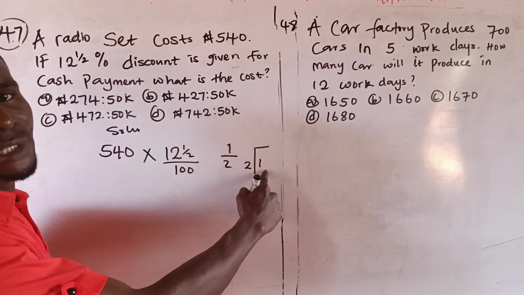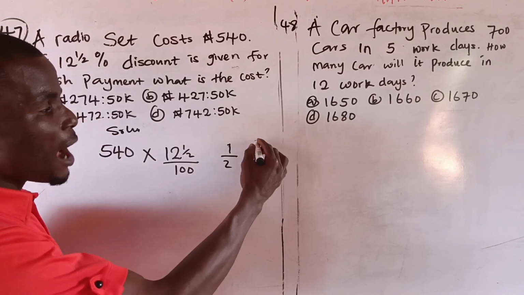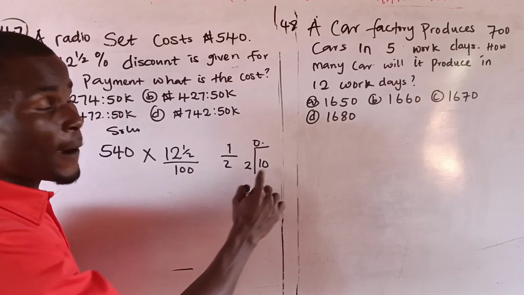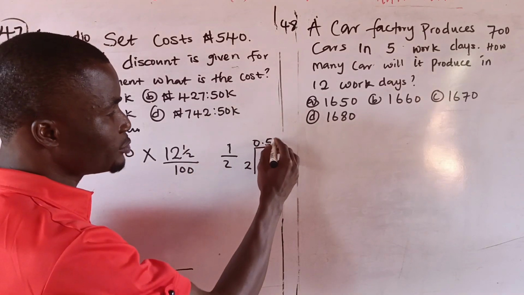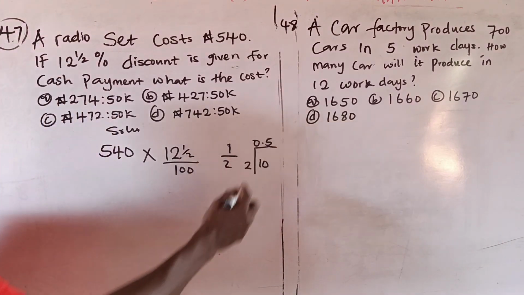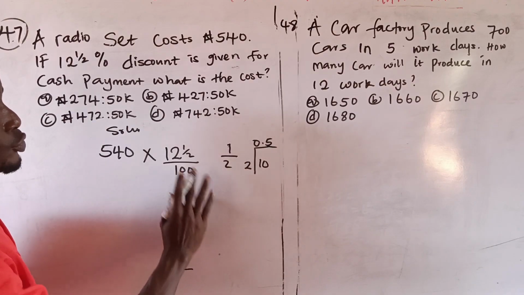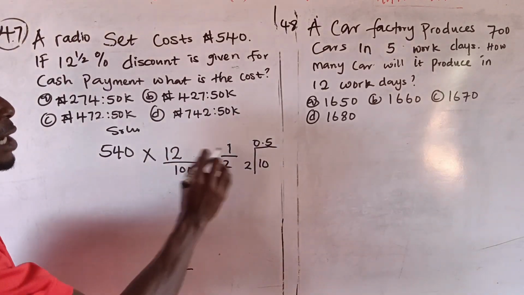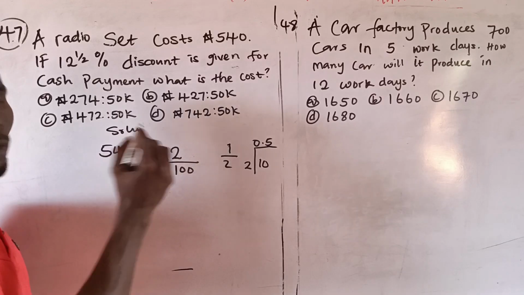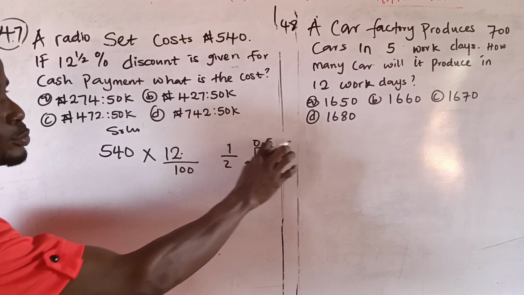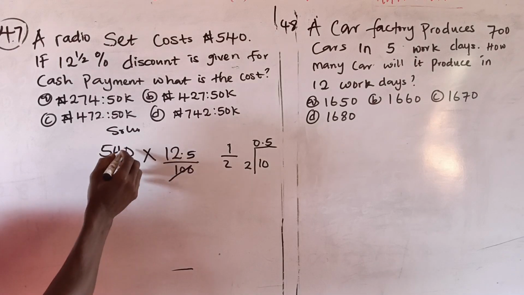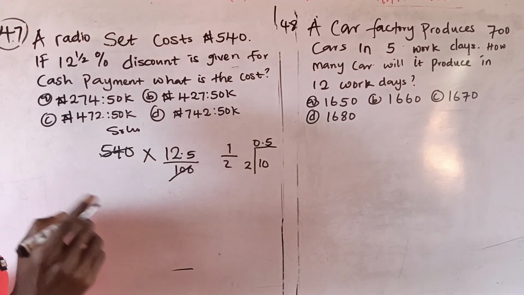How many 2 can we see in 1? It's impossible. You put 0 and put this point. How many 2 can we see in 10 now? We can see 5. Does it remain? No. So we have 0.5. So instead of putting 1/2, it will be easy right now. 0.5 plus 12 will give us 12.5. So how many 100 can we see in 540? We are going to see 5.